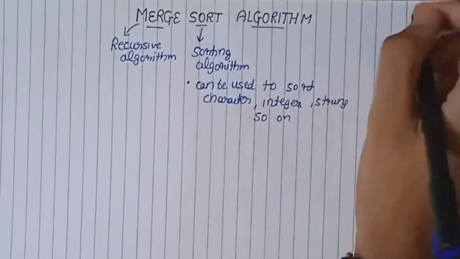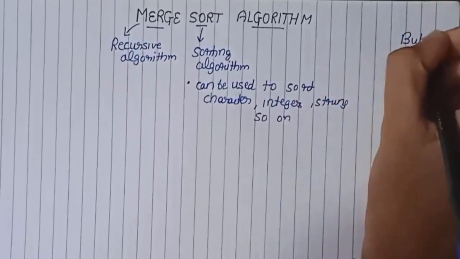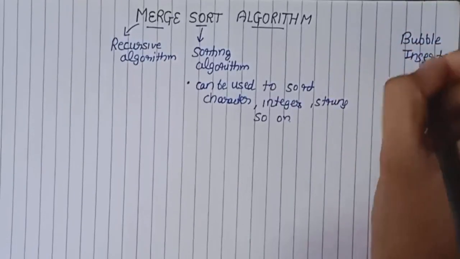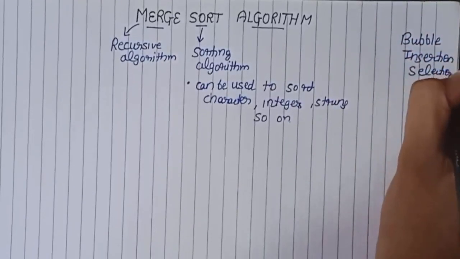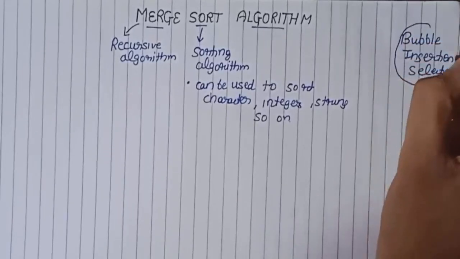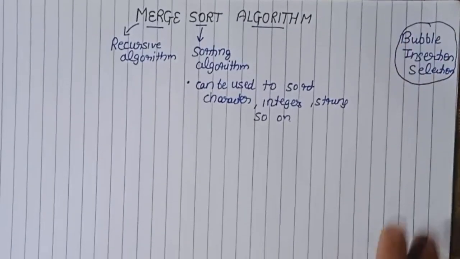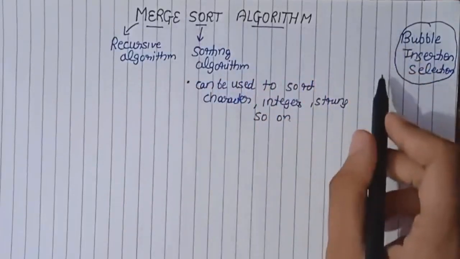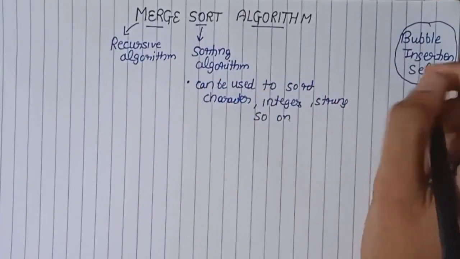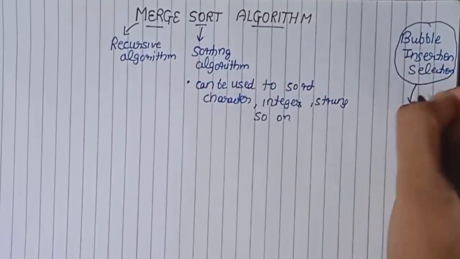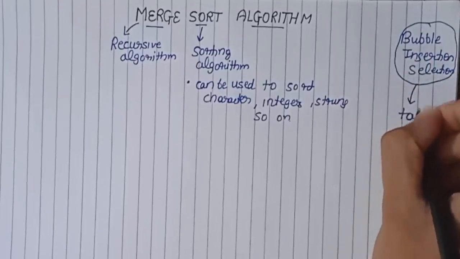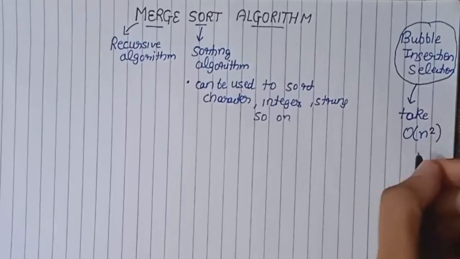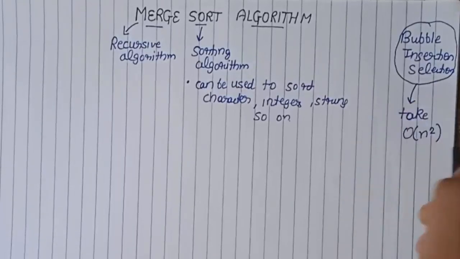Now you may have heard about bubble sort, insertion sort, selection sort. These are all three other sorting algorithms. So you may be thinking, why are we studying merge sort algorithm when we already have so many sorting algorithms? Here I must tell you that these algorithms take big O of n square time to sort an array of length n.